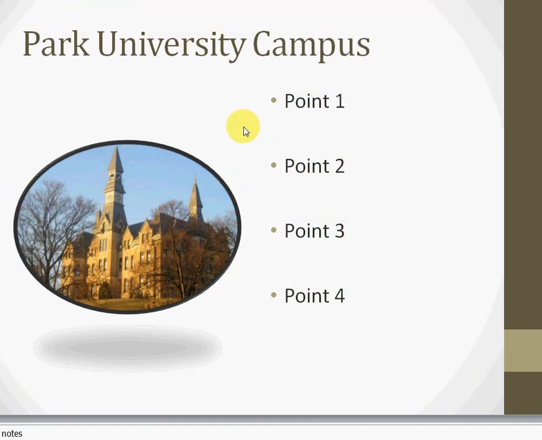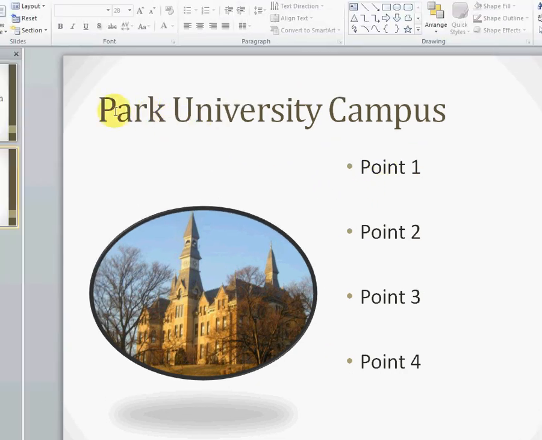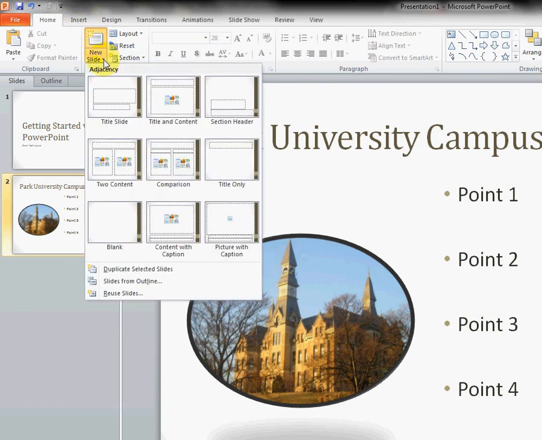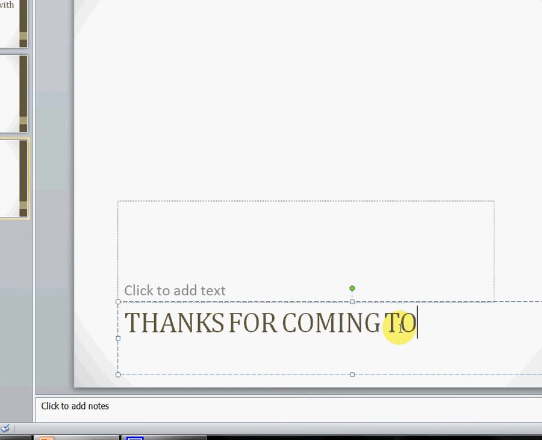So when you finally get your format tweaked, it will be time to end your presentation. We want to do this by inserting a couple of slides, or at least one slide, that signals the end of our presentation. You can use different types of slides for this: a title slide, section header, title only. They're all good choices. I'm going to use a section header, and I'm just going to type, "Thanks for coming today."